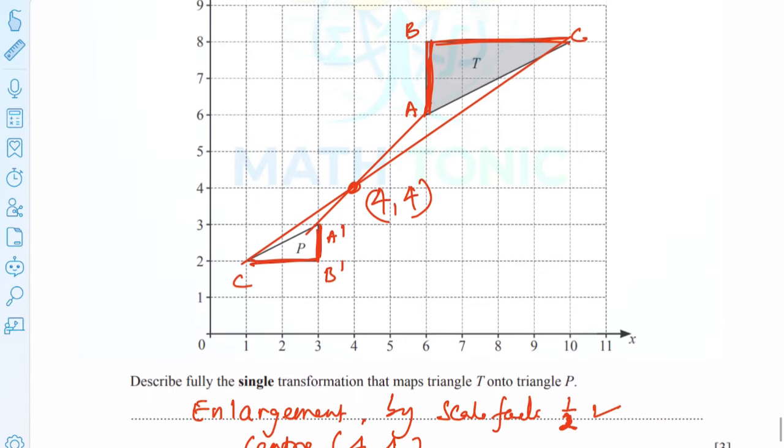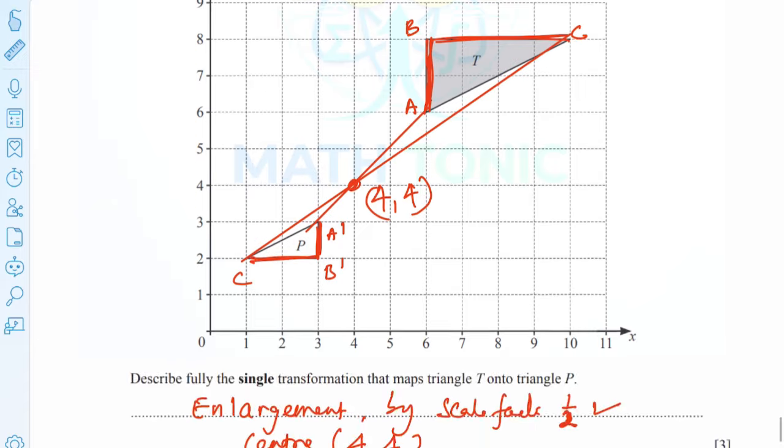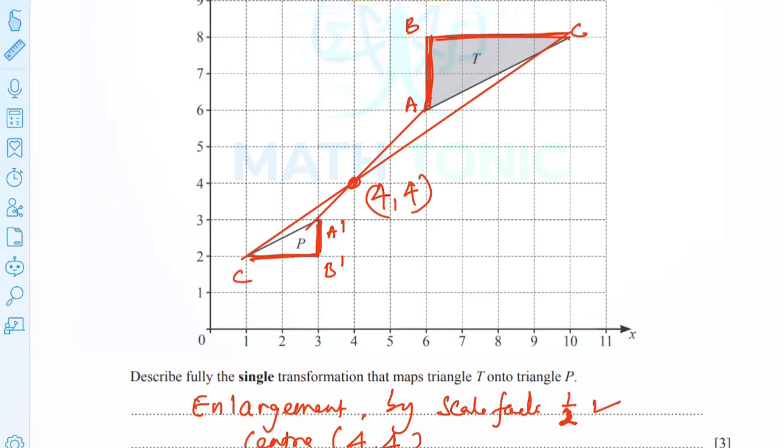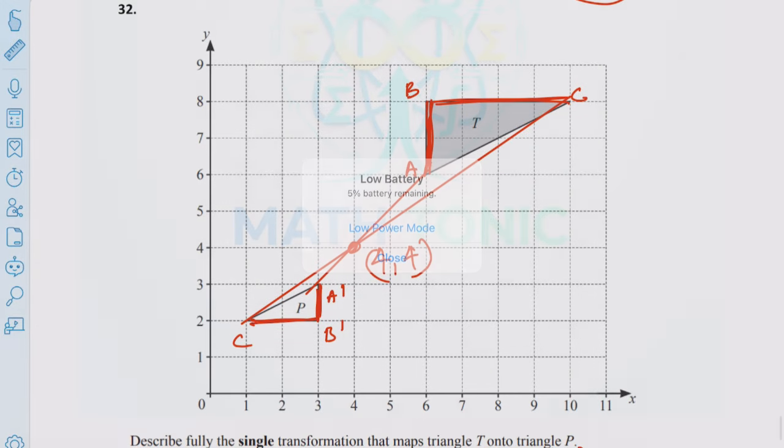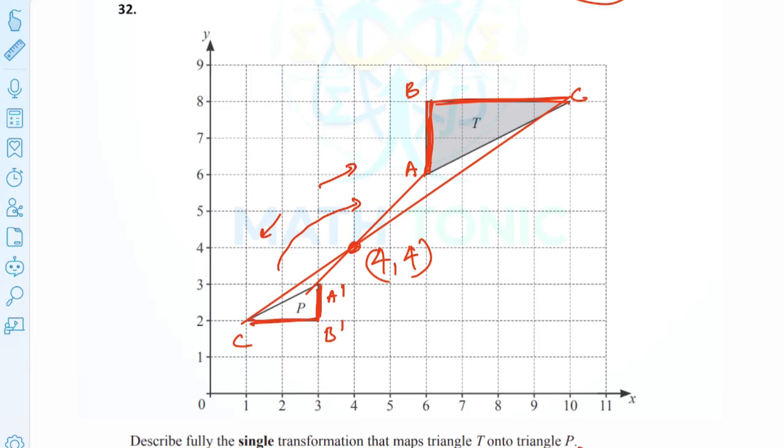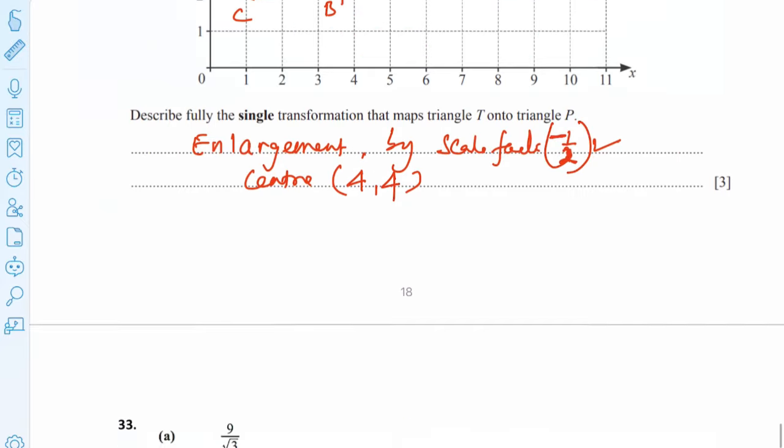One more thing, sorry, here the scale factor will not be half, it should be minus half. Why? Because if your figure is residing at the same side of the center of enlargement, then it will be positive. If it is on the opposite side, then definitely it will be a negative scale factor. Did you get it? Okay.